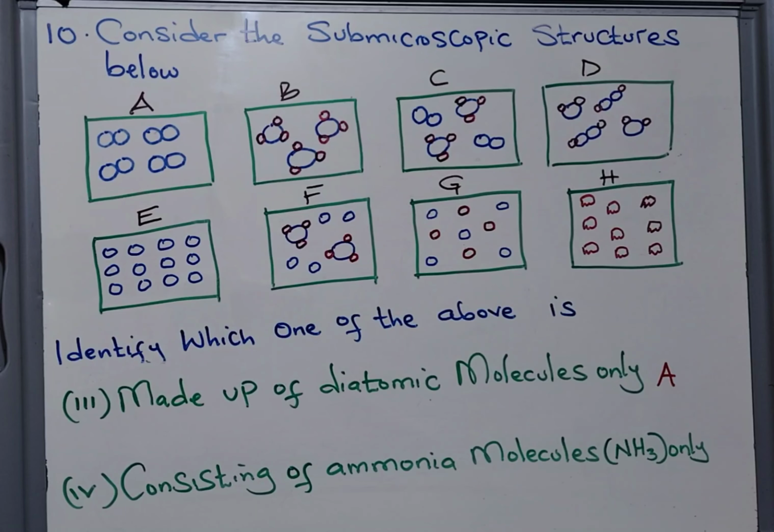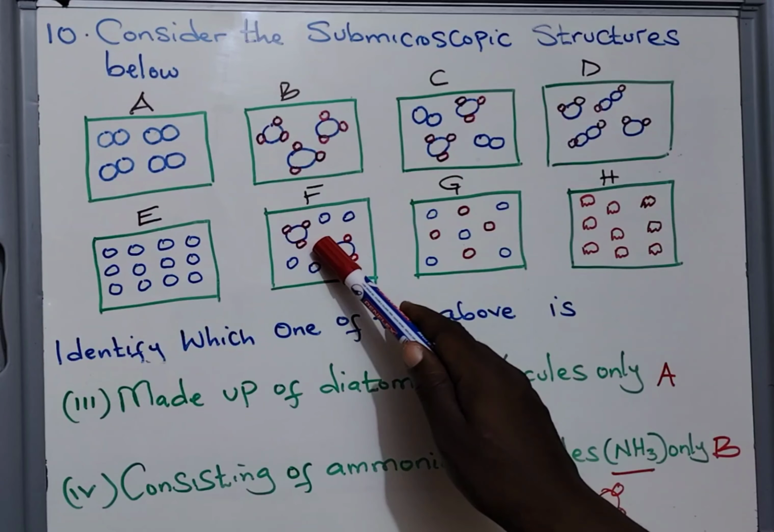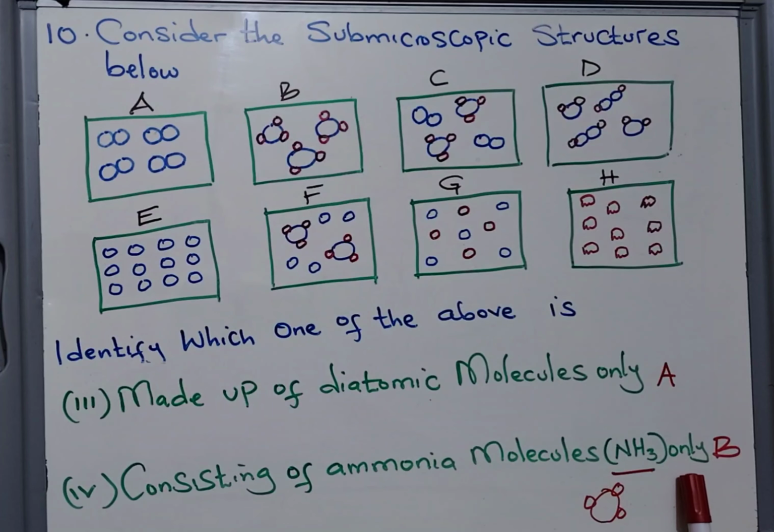Then comes another question saying identify which one of the above is consisting of ammonia molecules only. Here they give you the formula for ammonia, NH3. It means that ammonia must have a central atom with 3 attachments. So you have to look for that. And we get our answer as B. We can see that C also has ammonia and F has ammonia, but here they said only.